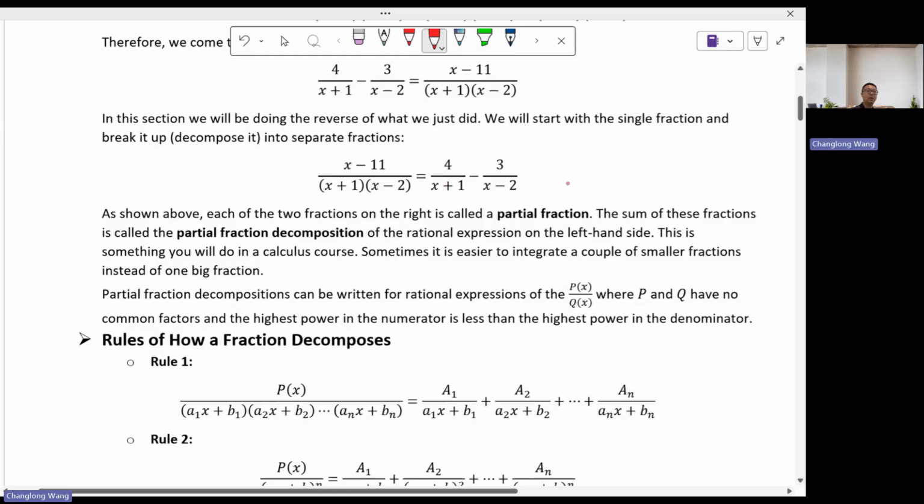Now, here's the thing. Do you guys still remember what a degree of a polynomial is? Who can tell me what is a degree of a polynomial? Zach. It's the highest power, right? The highest exponent. Therefore, what's the degree of this factor x plus 1?